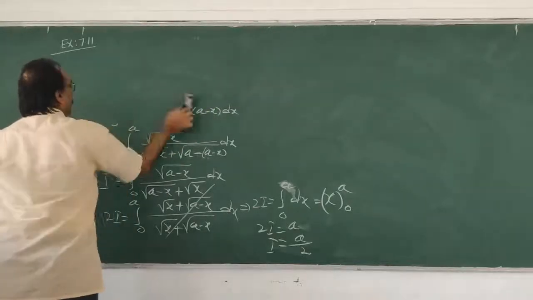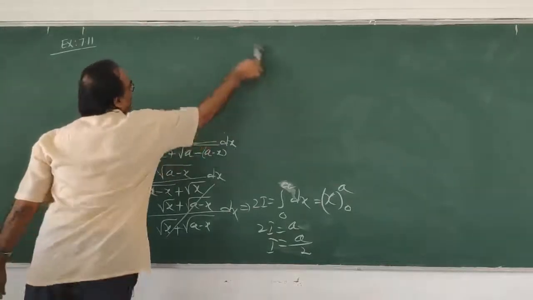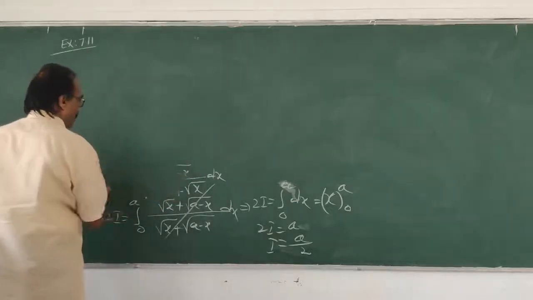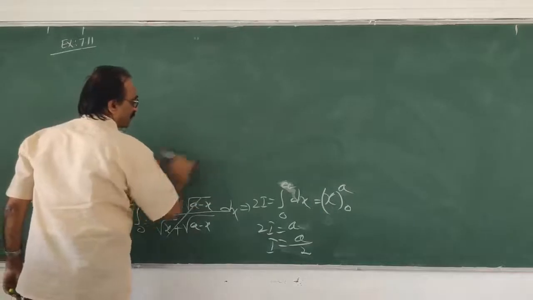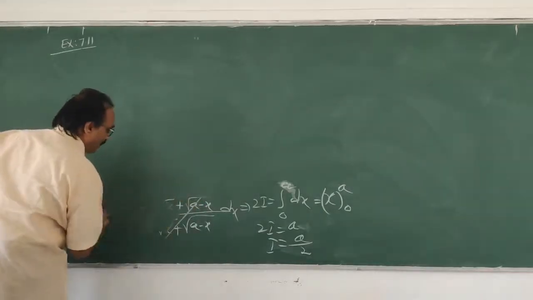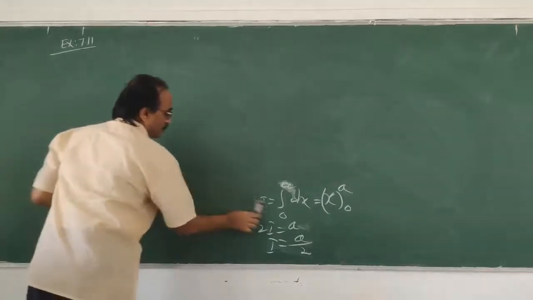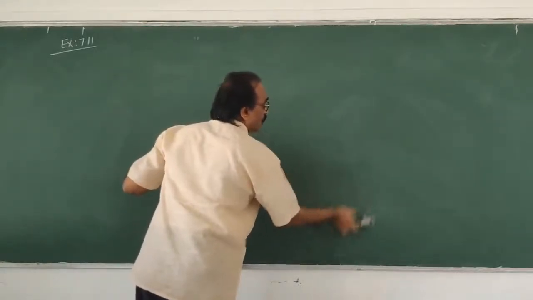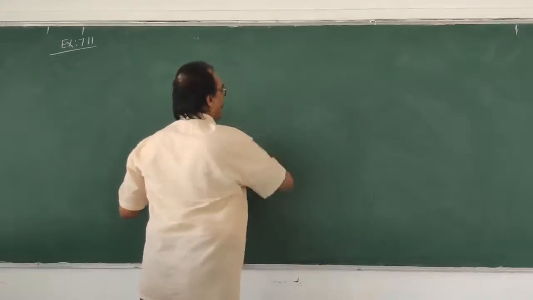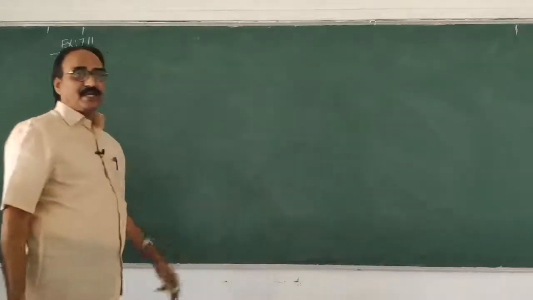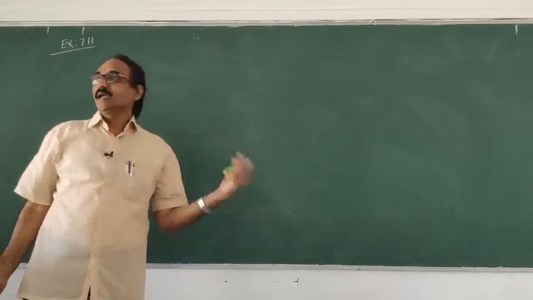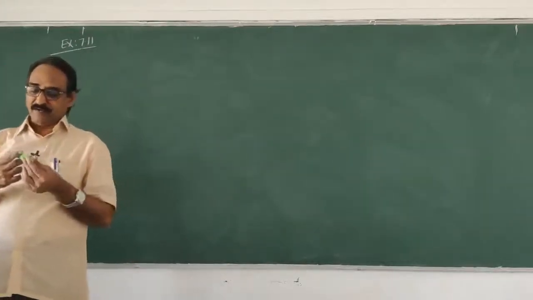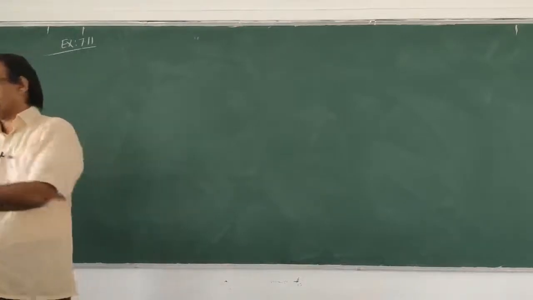Here what we did in this method: first, the given problem we consider as I, then we applied the property integral 0 to a f of x dx is equal to integral 0 to a f of a minus x dx. Using that property, we substituted in that I, then those two I's were added. So finally what is happening? They are getting cancelled. After integration, we are getting the values either pi by 4 or a by 2 according to the limits. Okay, now if the limit is separate, we will get separate.